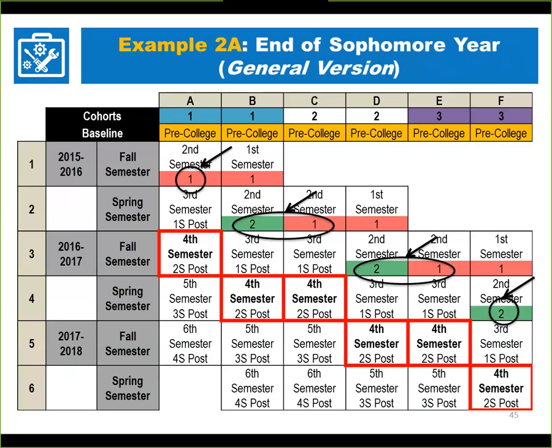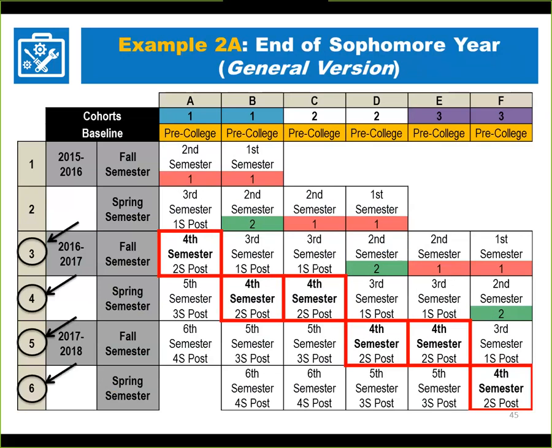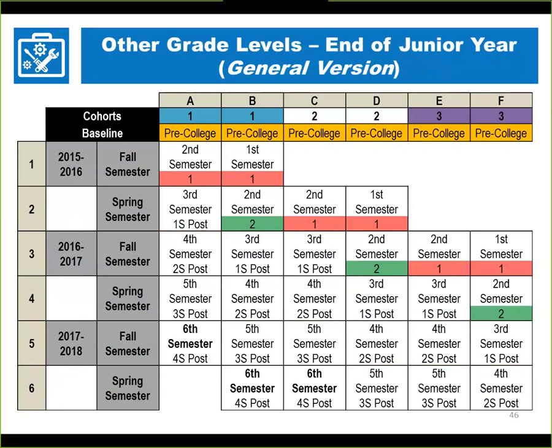And students in the sample will have outcomes measured at different times relative to the start of the intervention. For some students, outcomes will be measured in semester 3, for some in semester 4, for some in semester 5, and for some in semester 6. Similarly, samples could be identified to examine outcomes for students at the end of their junior year, the end of their 6th semester in college, as shown here.